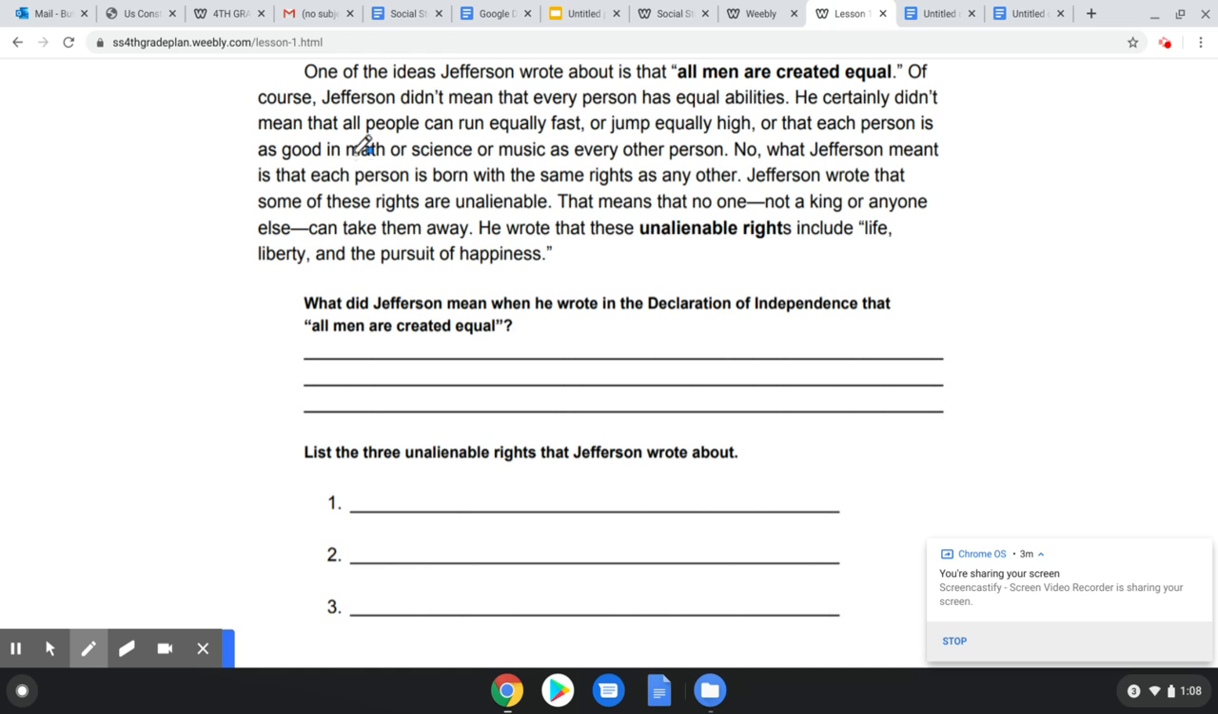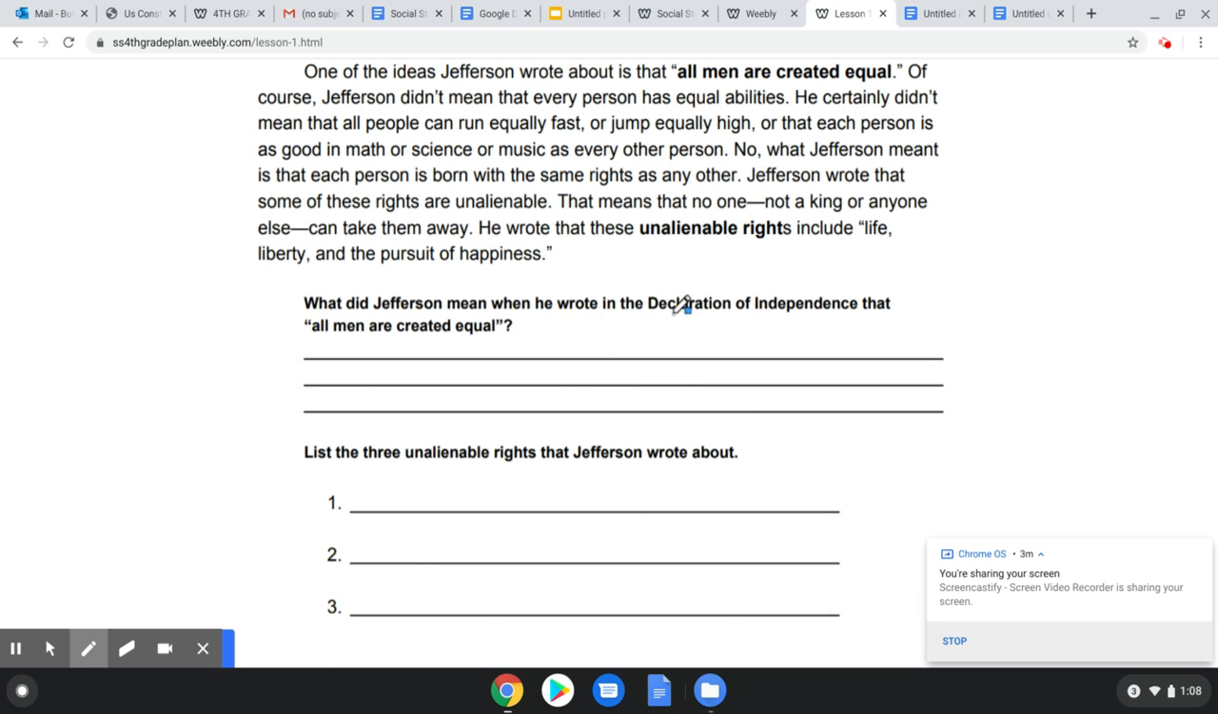No, what Jefferson meant is that each person is born with the same rights as any other. Jefferson wrote that some of these rights were unalienable. Remember, it doesn't mean anything about aliens from outer space. Unalienable means things that should not be taken away. That means that no one, not a king or anyone else, can take them away. He wrote that these unalienable rights include life, liberty, and the pursuit of happiness.